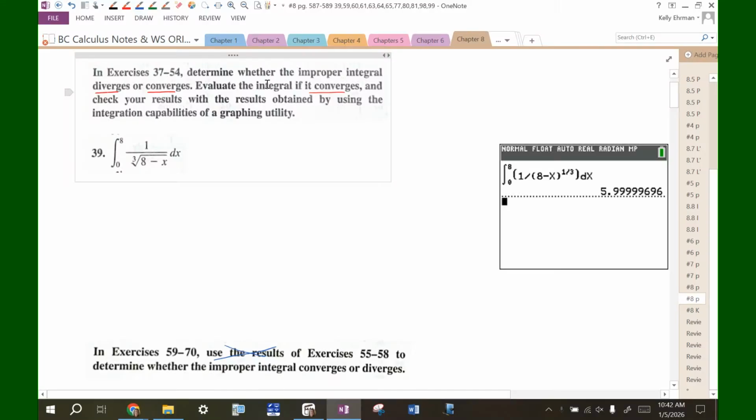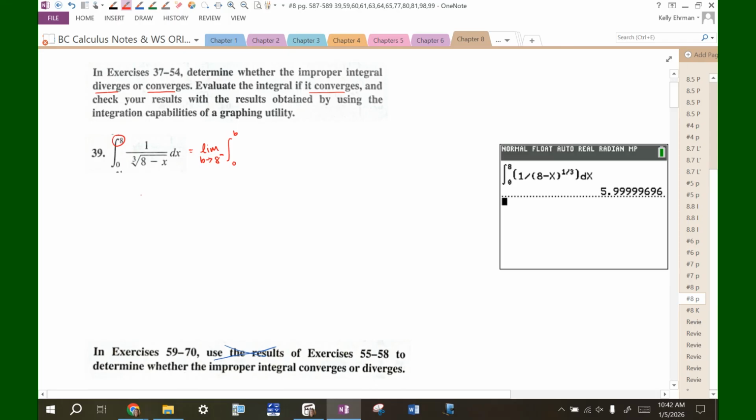So why is this an improper integral? Because if I put in 8, I get 1 over 0. So that's undefined. So this is the issue here. So we're going to begin by setting this up as the limit as b approaches 8 from the left, because we'd be coming at 8 from the left. Integral from 0 to b.